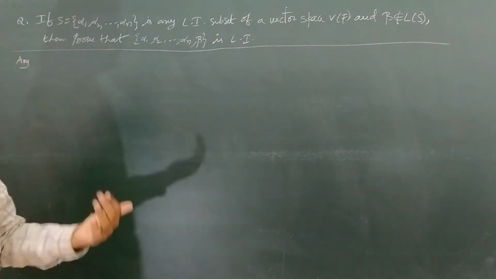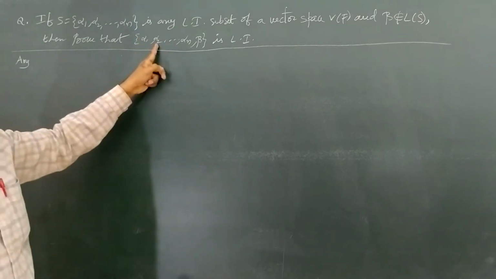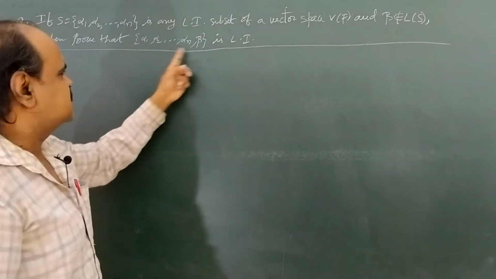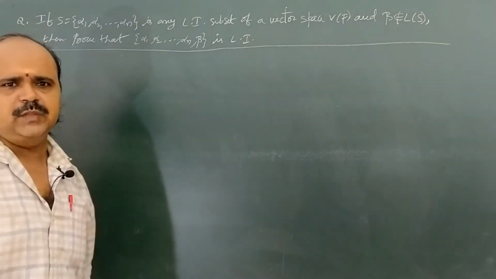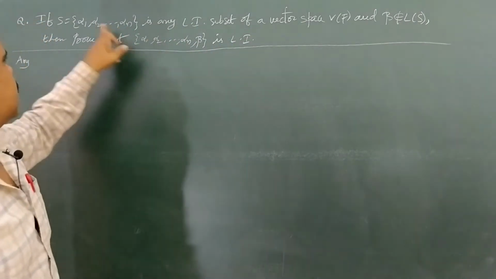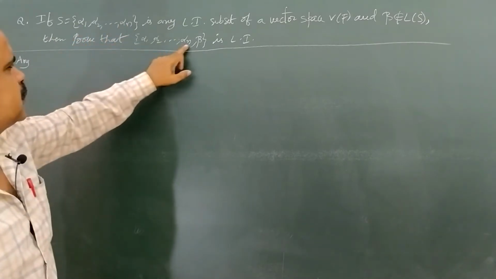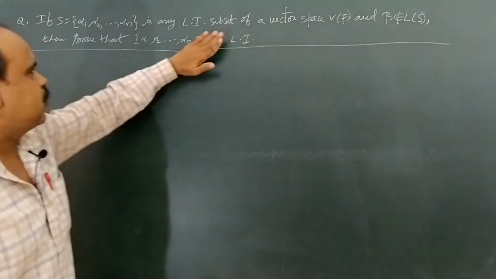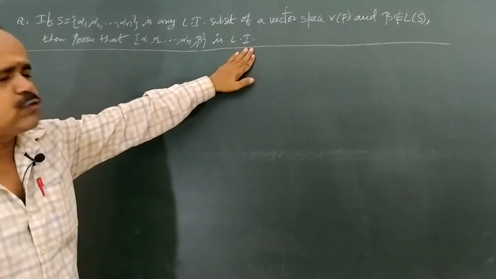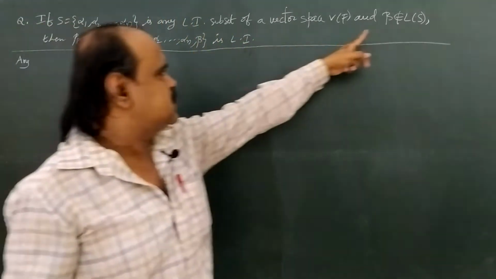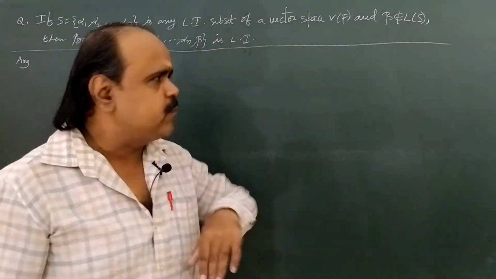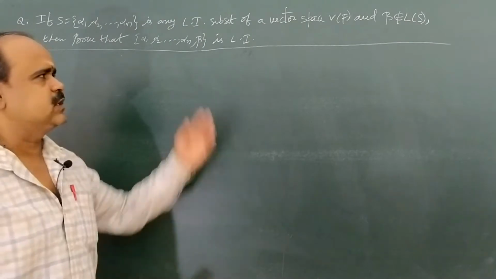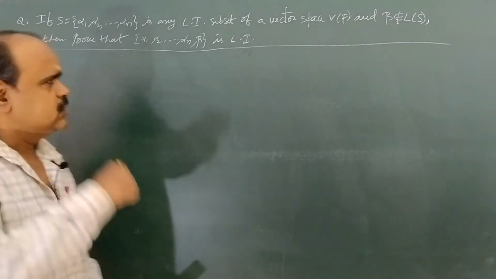Now we are going to prove the set alpha 1, alpha 2 and so on alpha n, comma beta, this set is also linearly independent. The total set is linearly independent. It holds only when this beta does not belong to L of S. If beta belongs to L of S, the set is linearly dependent. Okay, so come to the answer.